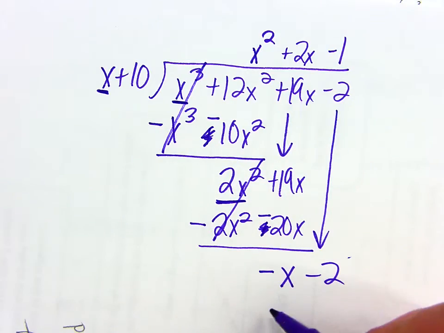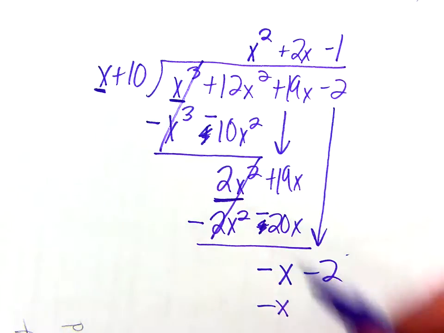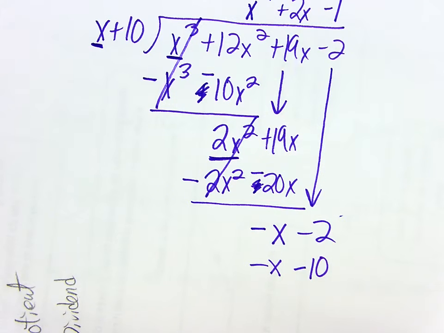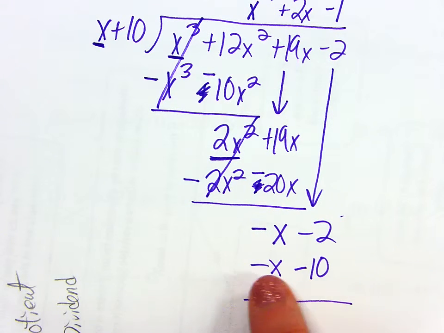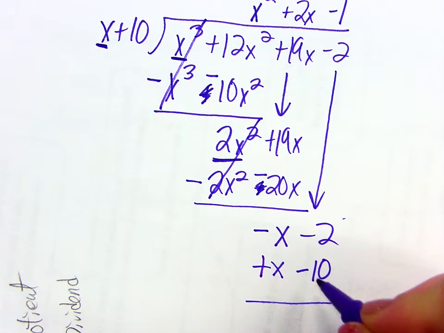Multiply the negative 1 through. So watch this. Negative 1 times x is negative x. Negative 1 times 10 is negative 10. But then you have to subtract. If they're already both negative, what happens to them? They turn into pluses now.